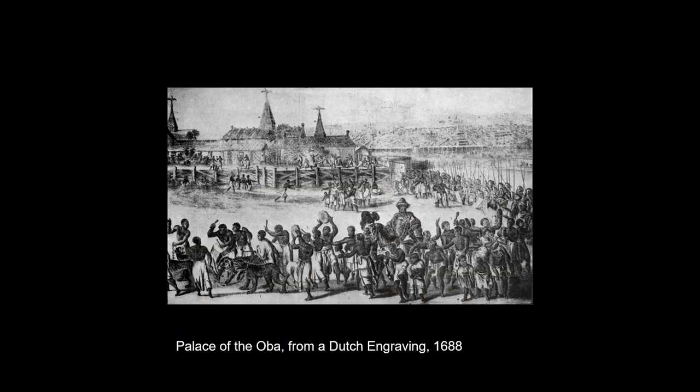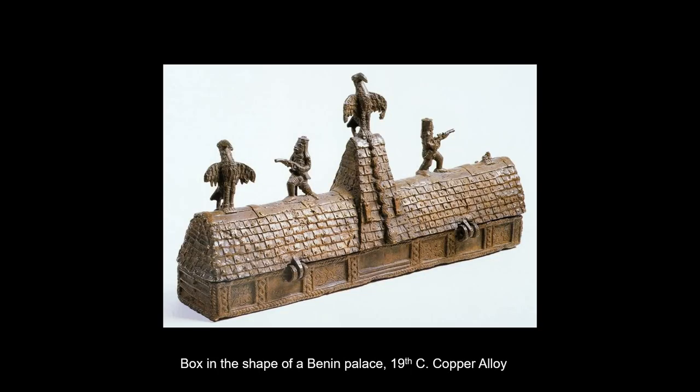We do have a few early engravings that show the palace. So this is a Dutch engraving. A Dutch trader went there, saw it, and you can see that we have these long, low houses made up on wood, on wooden piers, and they have these tall kind of steeples almost over the main entrances. Here is a box in the shape of the Benin Palace.